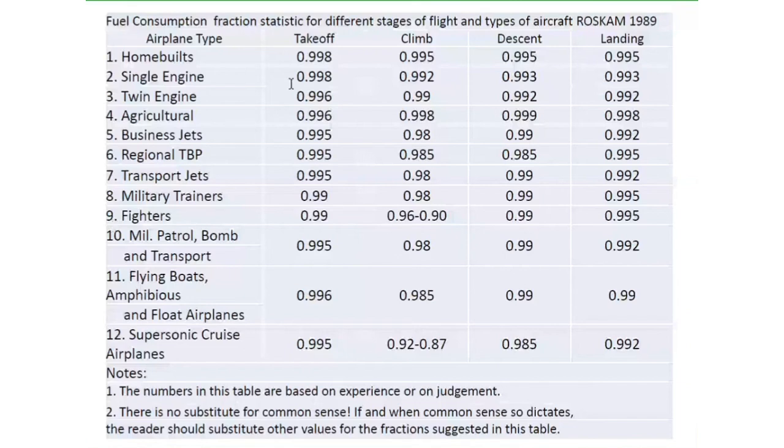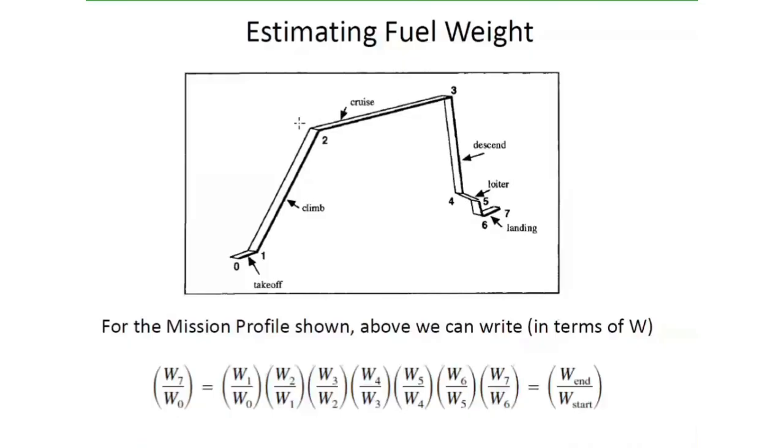Now we are left with only two components in this picture. One is the range. Okay, and if it is not the range, then the endurance, which is a design driver. For that, you have already estimated the fuel from 0 to 1, 1 to 2, similarly from 3 to 4, 4 to 5, 5 to 6, and 6 to 7. So now the major part of the fuel consumption, which happens in cruise, is what you're supposed to estimate. Okay, how do we estimate that?